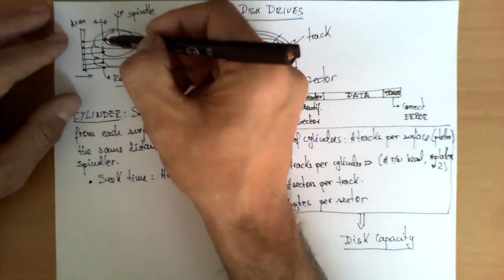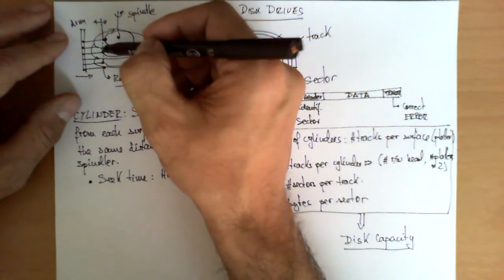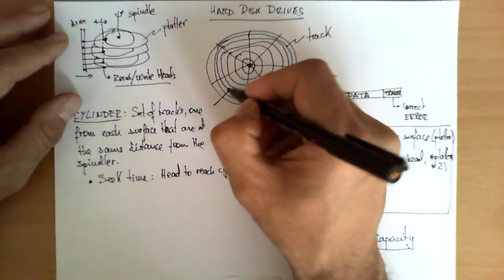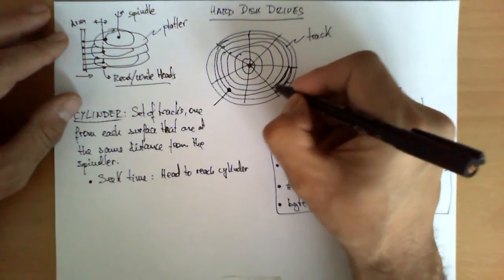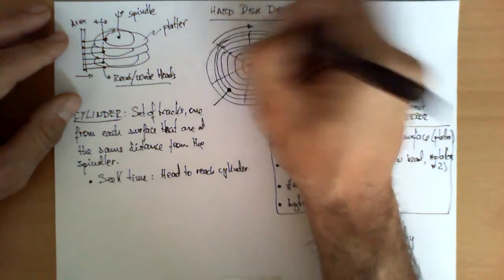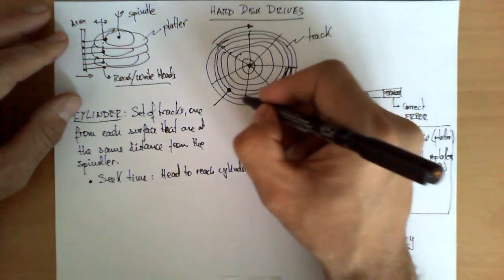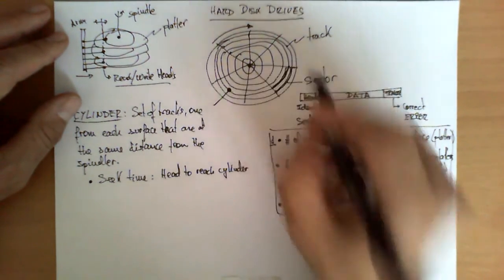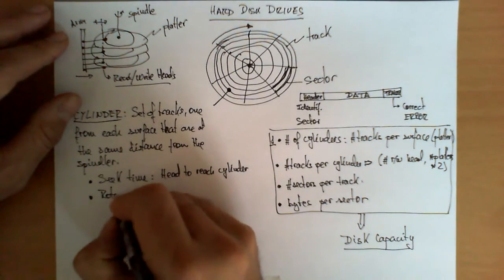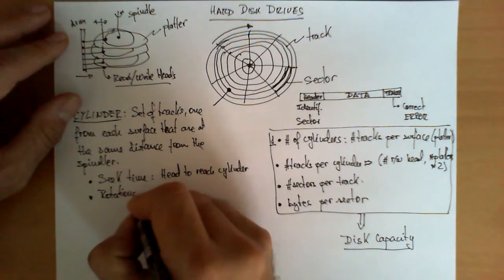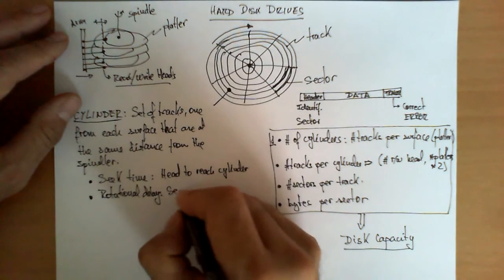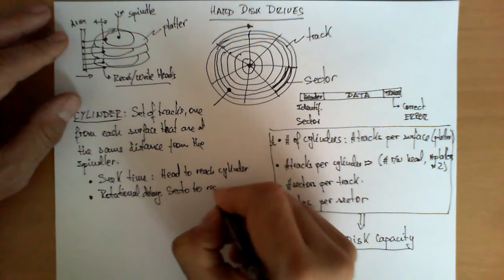Once the read-write heads are positioned in the right cylinder, let's assume that the head is already positioned here and we're trying to read this sector over here. What we have to do, if this disk is spinning in this direction, is wait until this sector passes right underneath this head and this information can be read. This delay is what is called rotational delay. And it's exactly the time that it takes the sector to reach the head.